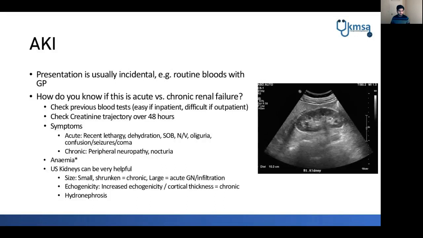Anemia can tell, though put an asterisk next to it, because a normocytic anemia favors a diagnosis of a chronic issue because of lack of EPO production. But anemia can be caused by so many different things that I wouldn't pay too much attention to it. What is quite useful is an ultrasound scan of the kidneys. If someone has chronic kidney disease, the kidneys can appear small, shrunken, with increased cortical thickness. These things favor a chronic process, whereas if someone has normal looking kidneys or hydronephrosis, then you're thinking something more acute. So this is your approach to someone who presents with a kidney injury.